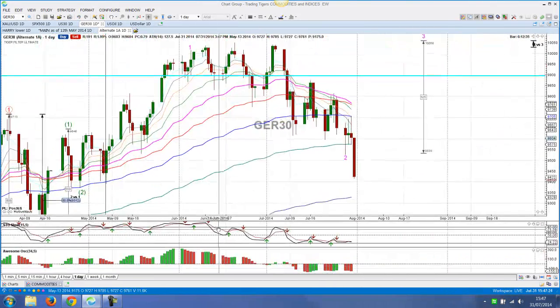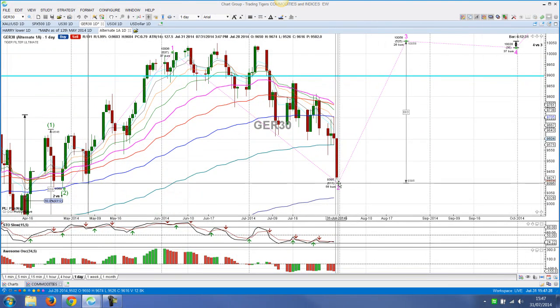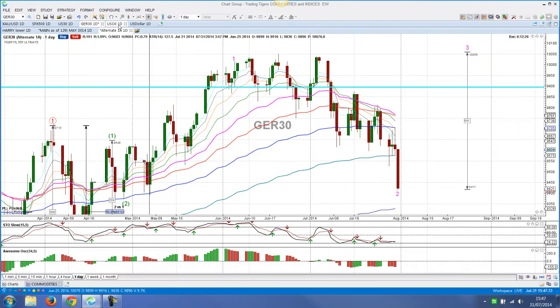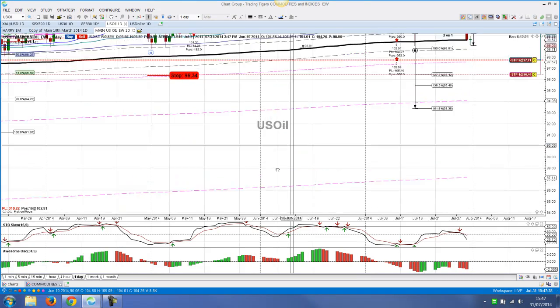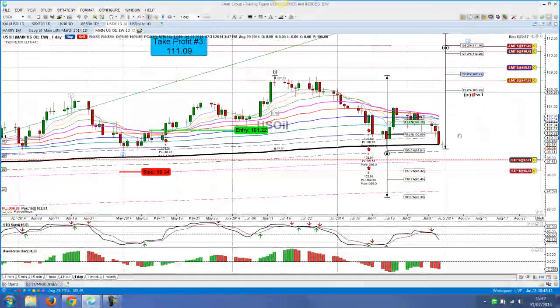The alternative count number 1, as you can see, is pretty much similar to the main count. Okay, fine. Let's now move to the US Oil. US Oil, and as you can see, also in a nosedive position.